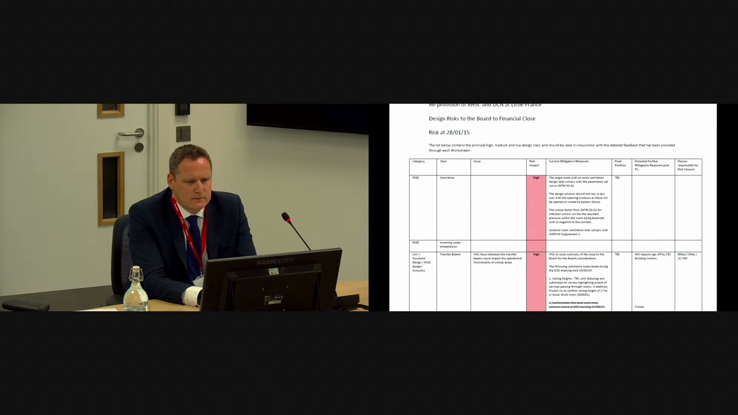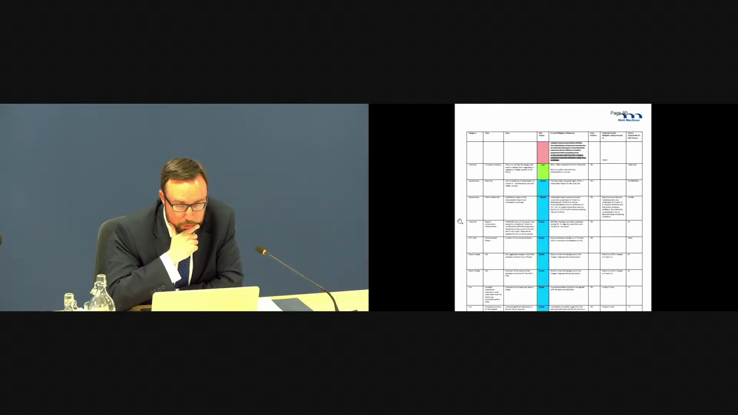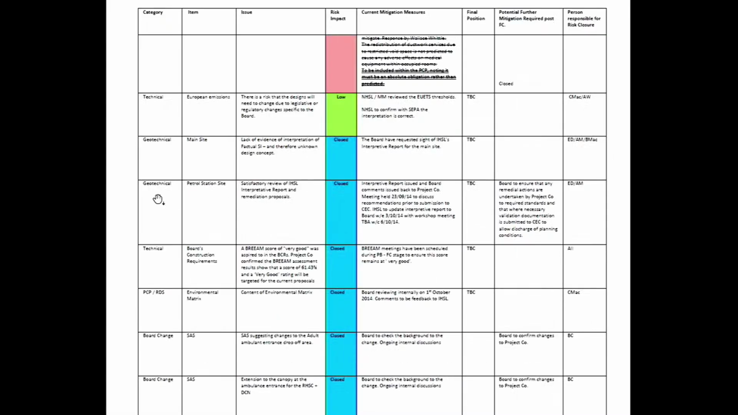If we could look over the page onto page 80, please. Approximately in the middle of the page, you see the box in the far left-hand corner, PCP/RDS, and then there's a reference to environmental matrix beside that. Do you see that? Yes.